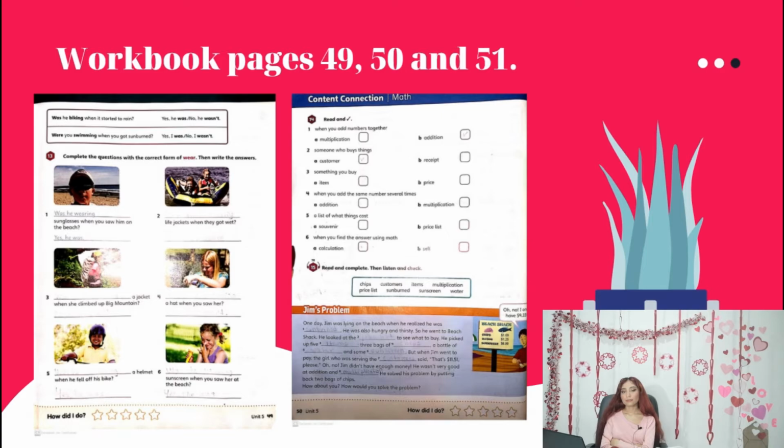One day, Jim was lying on the beach when he realized he was sunburned. He was also hungry and thirsty. So he went to Beach Shack. He looked at the price list to see what to buy. He picked up 5 items, 3 bags of chips, a bottle of water, and some sunscreen. But when Jim went to pay, the girl who was serving the customers said, "That's $11.51, please."